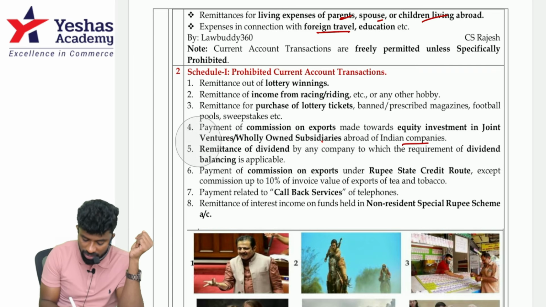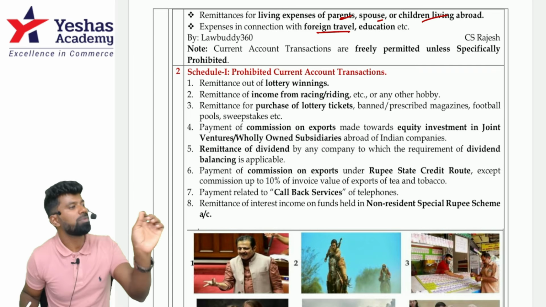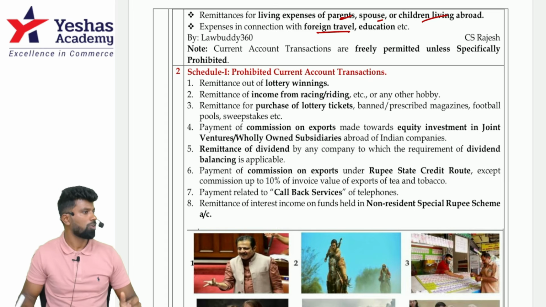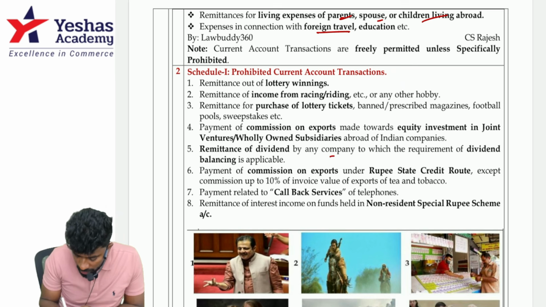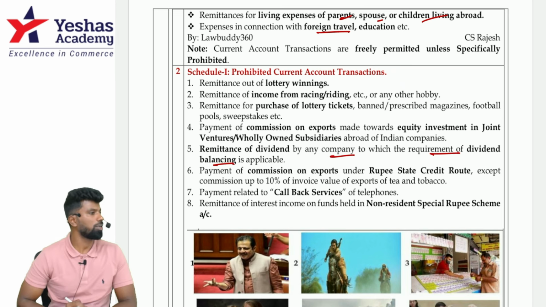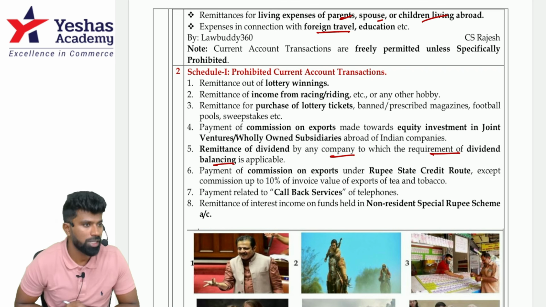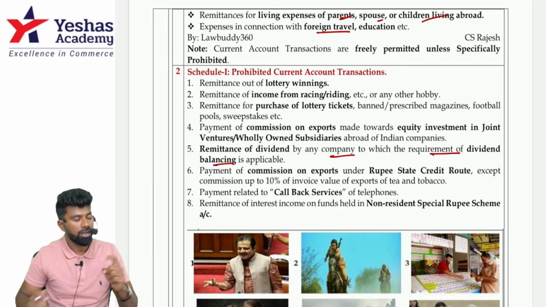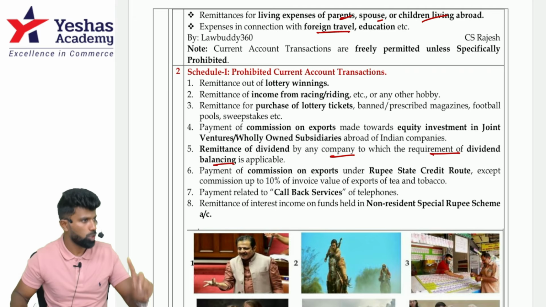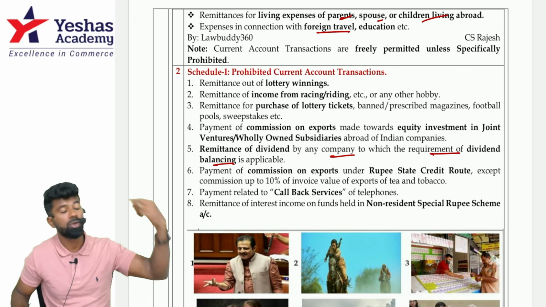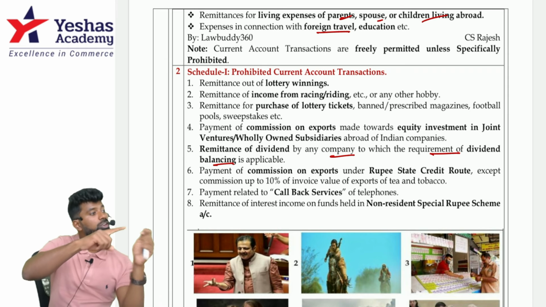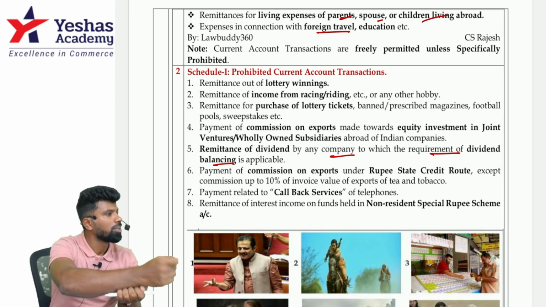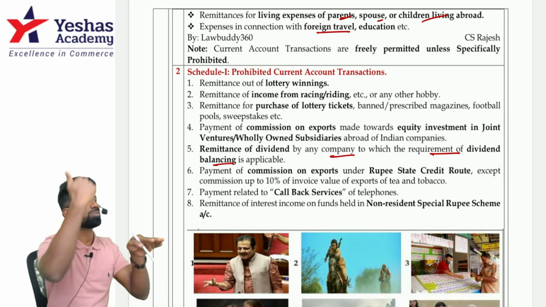Next one, remittance of dividends. What do you mean by remittance of dividend? Payment of dividend by which company? Indian company, to which the requirement of dividend balancing is applicable. Now, what is this dividend balancing, sir? Where the approval is given by the government to make an investment by a foreign company or investors from outside India with a condition that the outflow of dividend should be set off with the exports made by the Indian company.